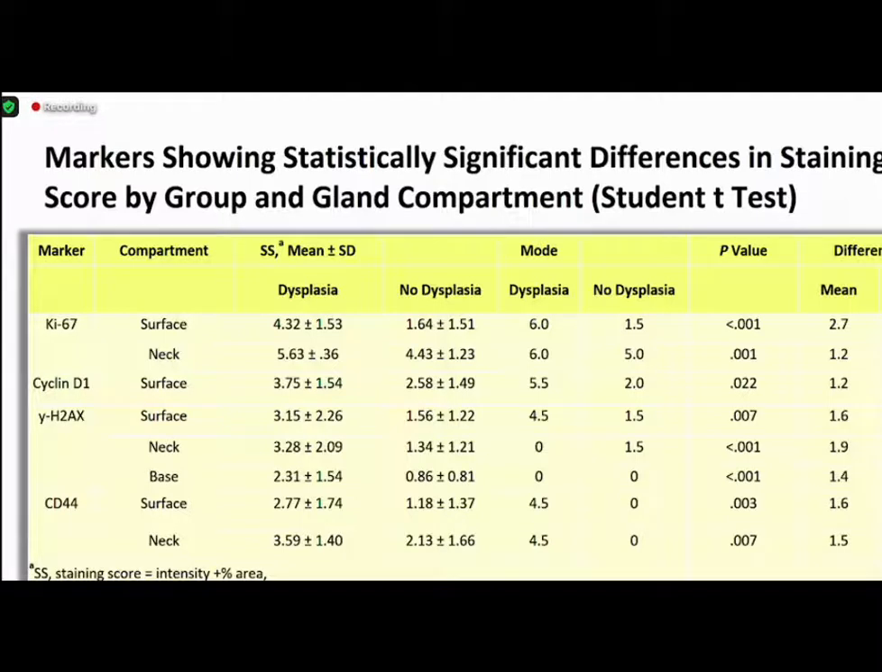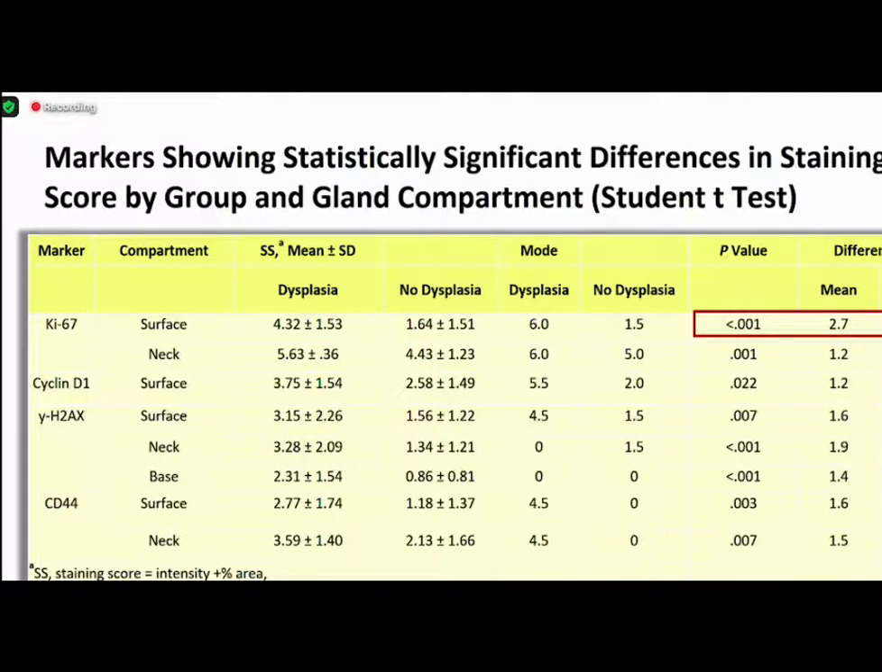So here are the markers, out of those 8 markers, that were statistically significant in this initial study between dysplastic and non-dysplastic Barrett's esophagus. Gamma H2AX was the only marker that showed a significant difference for all three gland compartments, that is surface, neck, and base. Ki67 and CD44 showed differential expression in surface and neck, and then cyclin D1 showed it for surface only. The marker that showed most statistically significant was surface Ki67, and then neck and base gamma H2AX. However, out of all these markers, surface Ki67 was the one which showed the least p-value and greatest mean and mode difference for staining.